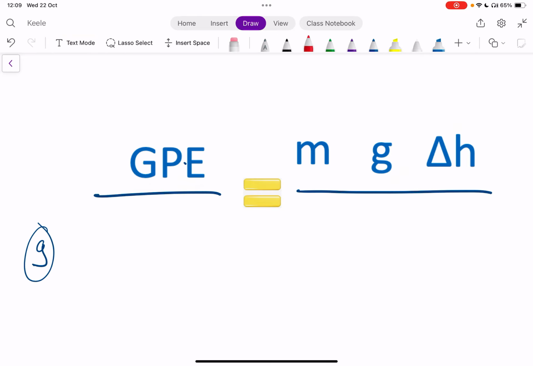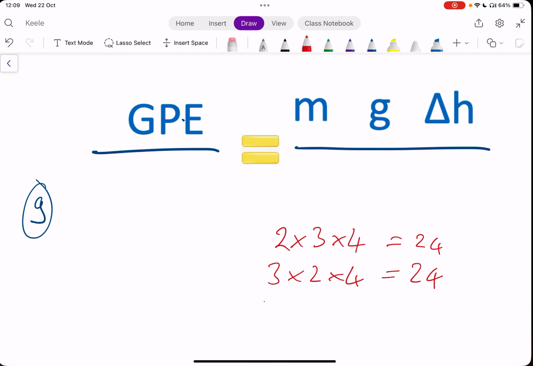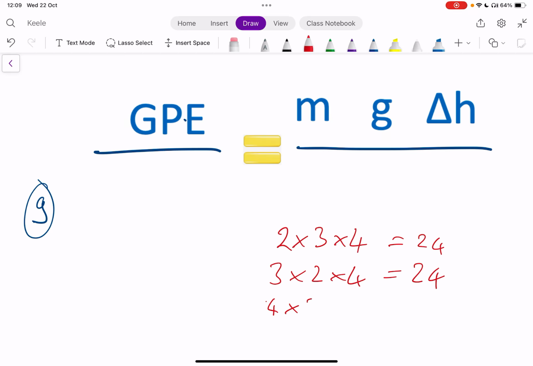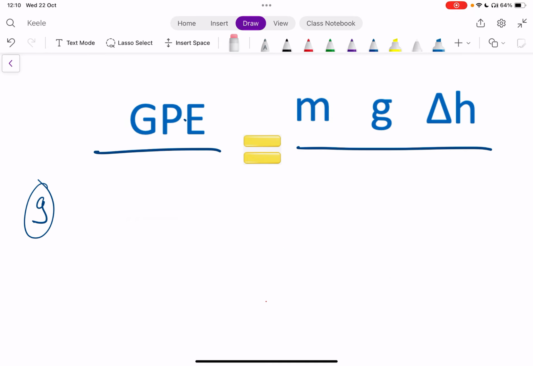Remember, 2 times 3 times 4 is 24. 3 times 2 times 4 is also 24. 4 times 2 times 3 is 24. There's tons of permutations as well. It doesn't matter what order these things are in. If you're multiplying them together, you can have them in any order. This isn't, again, rearranging. This is just slightly rewriting things. So I could have it like that if I wanted to.